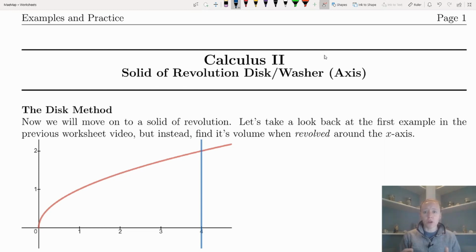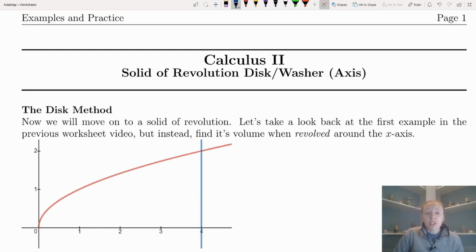And in this video alone, I'll be just revolving around either the x-axis or the y-axis. In the next example and practice sheet, we'll be revolving around something other than the x-axis and the y-axis. But just a heads up, it's all based on that radius. And our radius is always the distance from the line we're revolving around. So just keep that in mind as we're working through this worksheet.